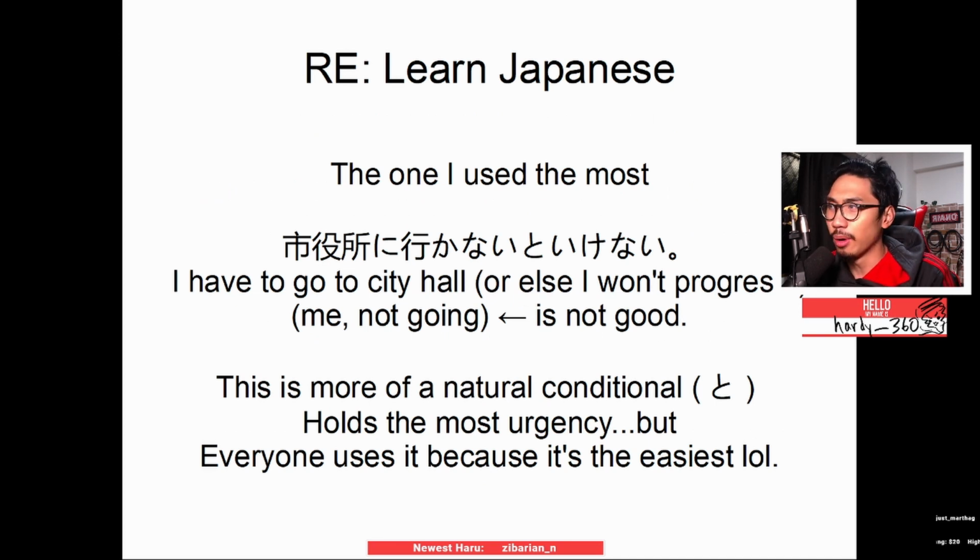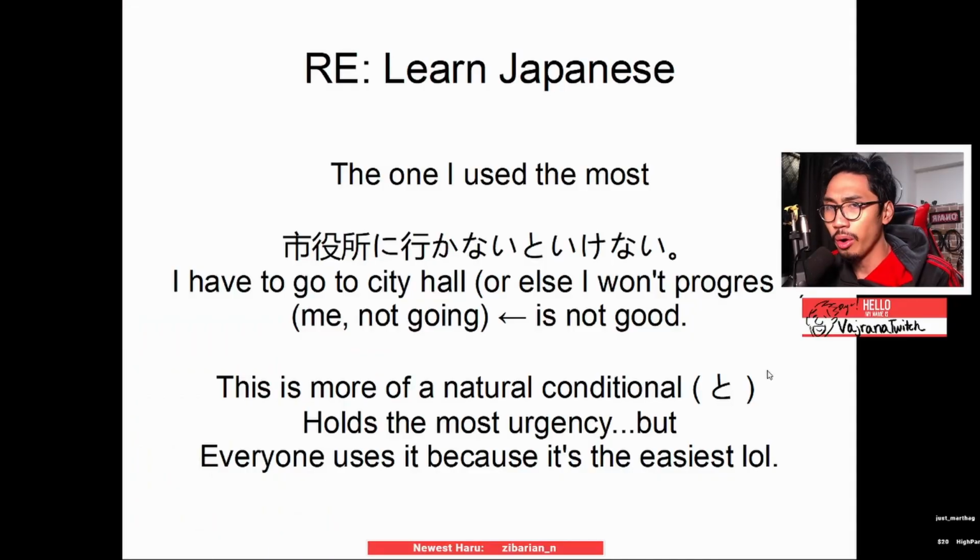So the one I use the most is 何々といかないといけない, 何々ないといけない. Right? So for example, 市役所に行かないといけない. So I have to go to City Hall or else I won't progress, or it is not good, it is NG. Me not going, it is not good. Me not going to the City Hall is not good. So this is more of a natural conditional, as we can see here, 行かないといけない.